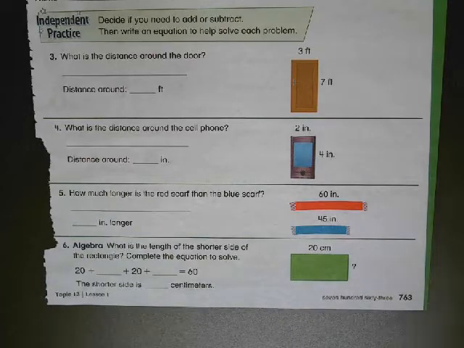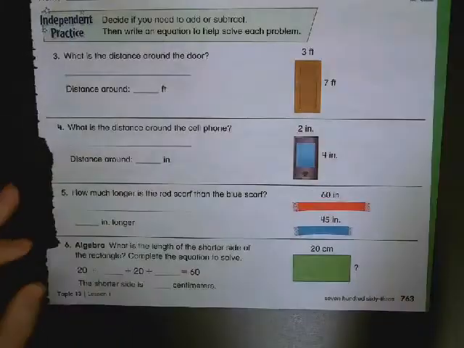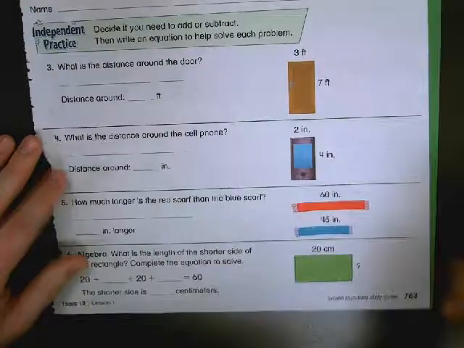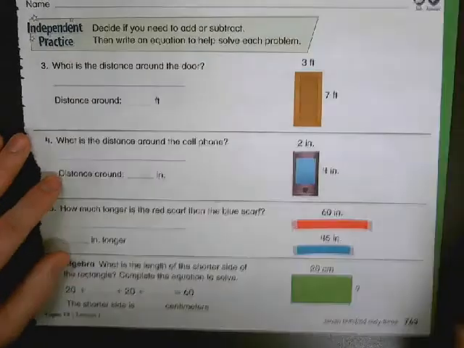13-1 is going to be talking about the distance around, which is often called perimeter. When I was in school, it was called perimeter. This lesson just talks about adding and subtracting with measurements. This is the distance around an item. This object is a perimeter. So, a lot of real-world application here.